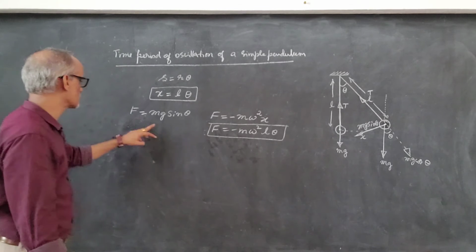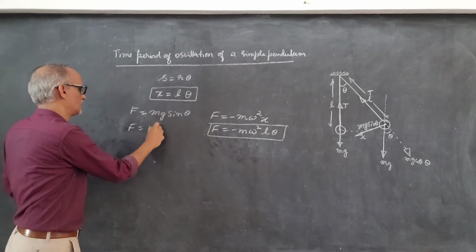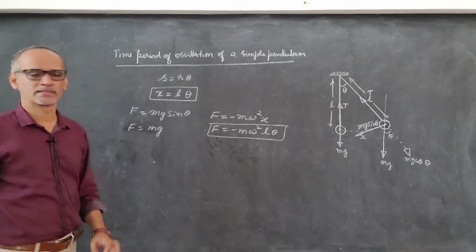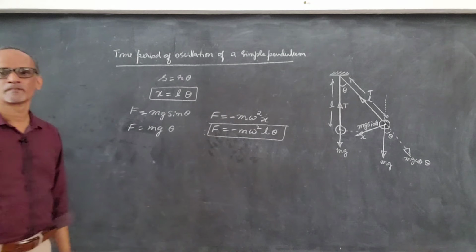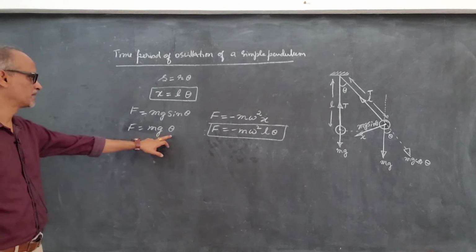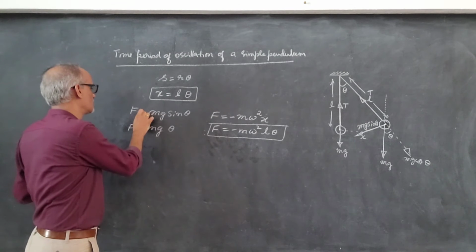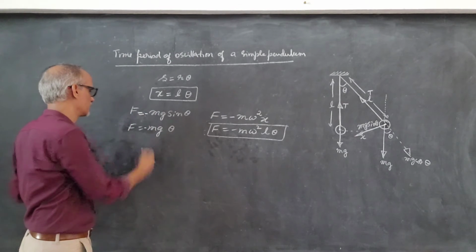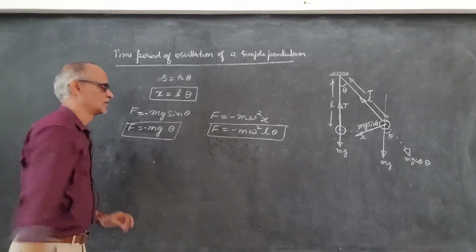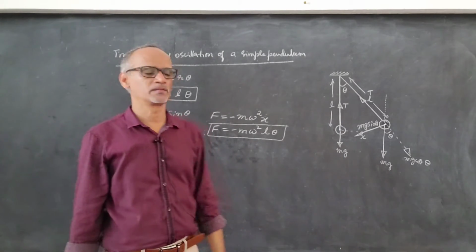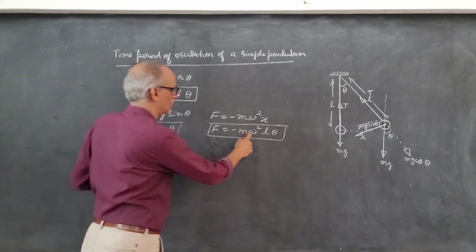The restoring force is also given by F is equal to mg sin theta. But since theta is very small, sin theta is approximated to theta. And since it is again the restoring force, we make use of the minus sign. So F is equal to minus mg theta. So here we have two equations for the restoring force. One is minus mg theta, the other is minus m omega square L theta.